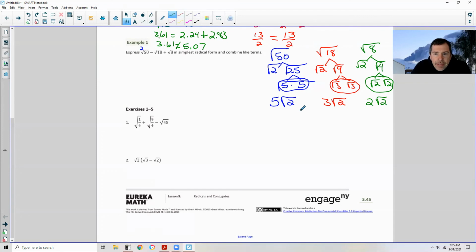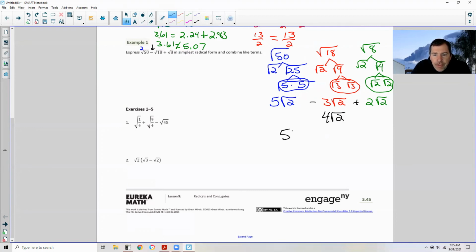And now I can add these. Actually, it's minus on this one. So now I'm just going to write the operation. So this is minus, and this is plus. So 5 minus 3 is 2, and 2 plus 2 is 4. So we can add the outside numbers, and then the radical just comes along for a ride.